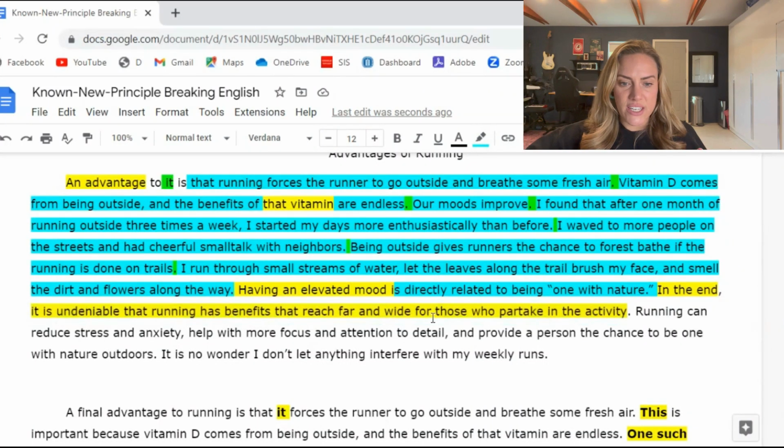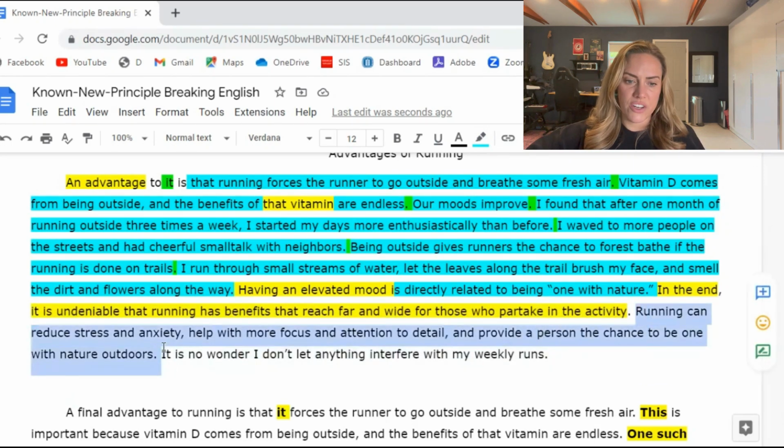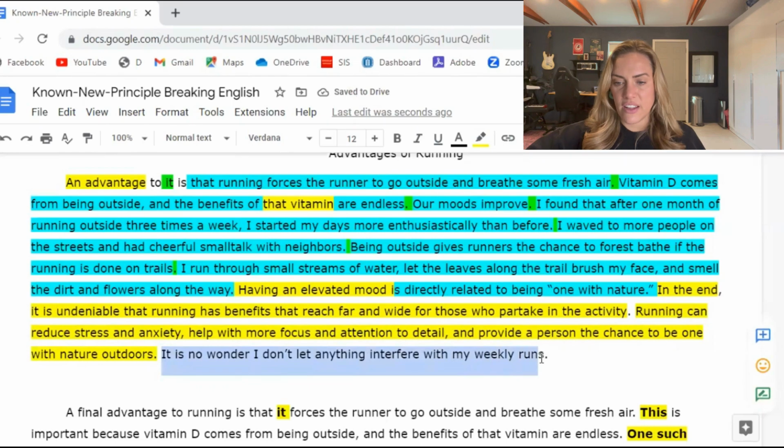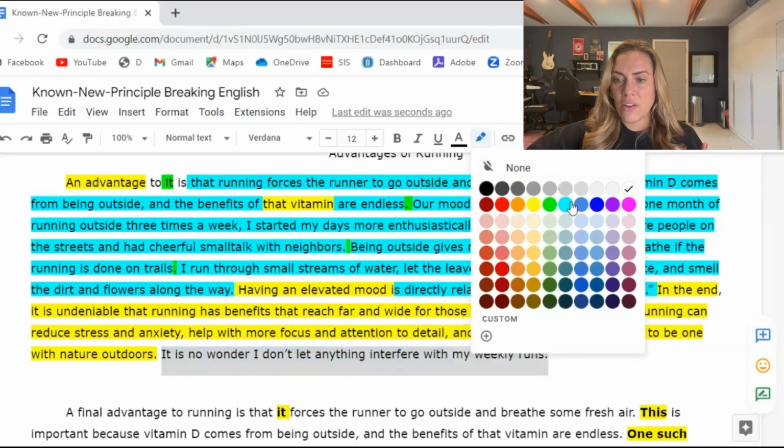"Running can reduce stress and anxiety, help with more focus and attention to detail, and provide a person the chance to be one with nature outdoors." Again, this is part of the conclusion, so this is all known information. "It is no wonder that I don't let anything interfere with my weekly running." Now, this is new information, but I'm not going to really worry about this. This is the end of the paper.